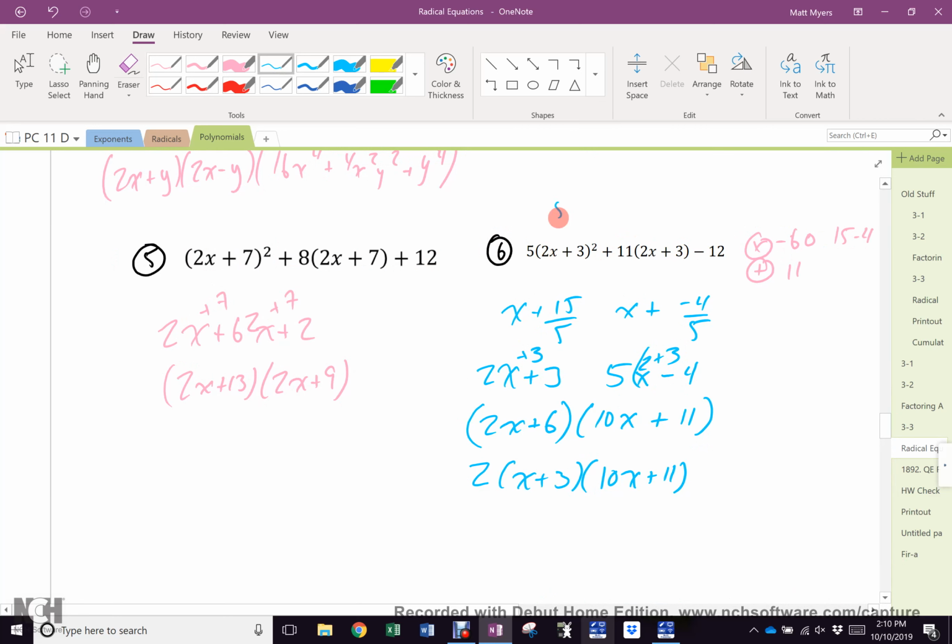This is the same as 5x squared plus 11x minus 12. You would factor that and then sub back in. What do you think these last 5 days have been?